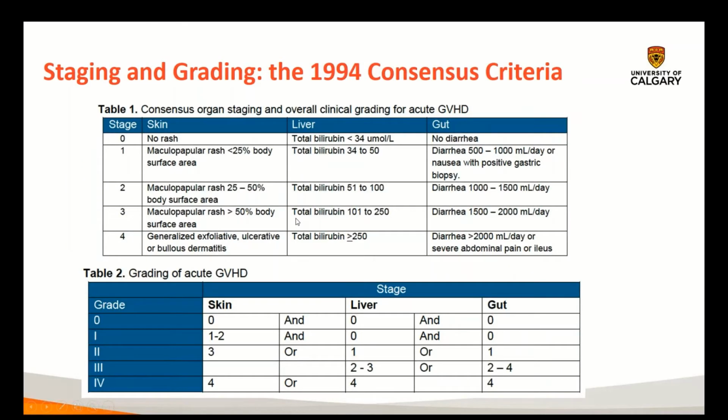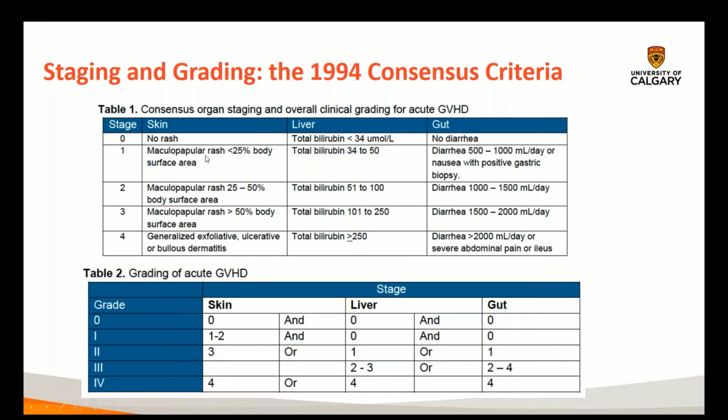So there are a couple of different staging and grading systems for acute graft versus host disease. The one that's endured and is used at most centers is the 1994 consensus criteria, which I've pasted below for you here. So you can see here that each organ is staged from 0 to 4, and then you put these together into grading. So for example, if you're thinking about grading, an overall grade 1 acute graft versus host disease would correspond to just skin involvement at a stage 1 or 2.